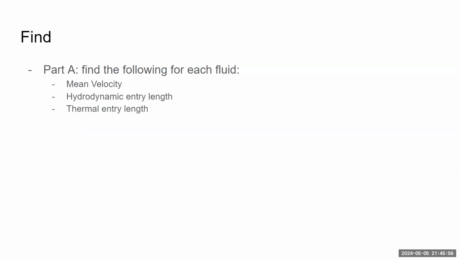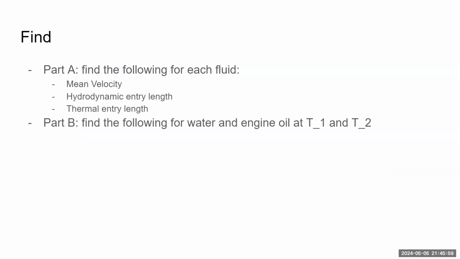Now we can list what we were looking to find. Part A asks us to find the following for each fluid: mean velocity, hydrodynamic entry length, and thermal entry length. Part B asks us to find the following for water and engine oil at the two temperatures: the mass flow rate and the hydrodynamic and thermal entry lengths.